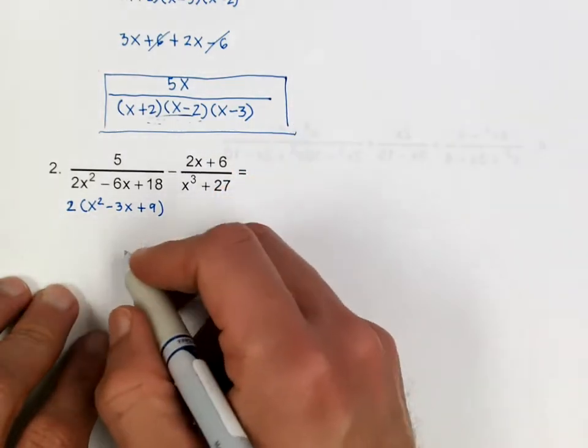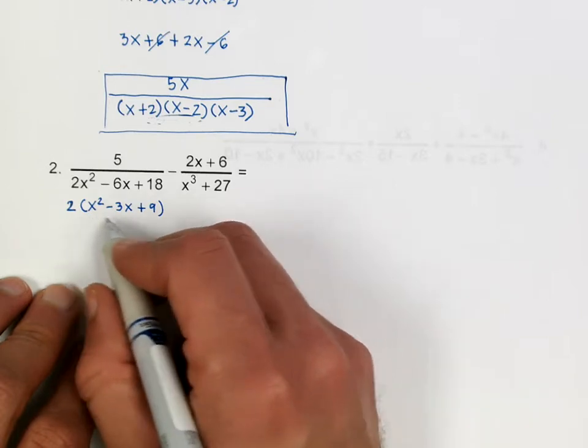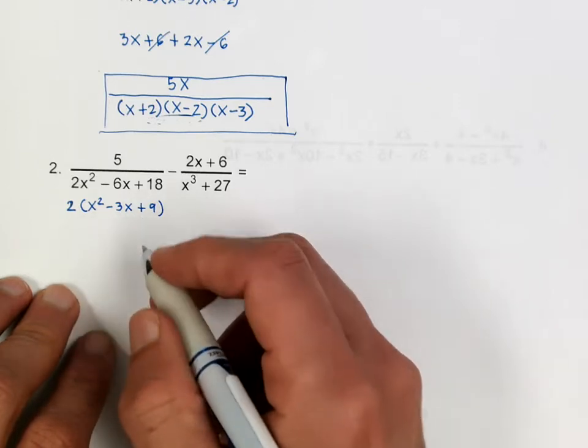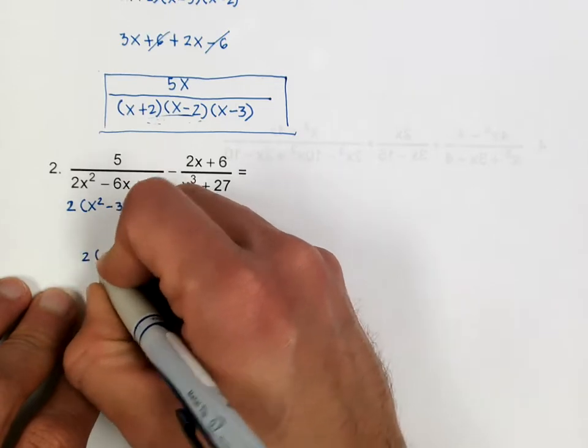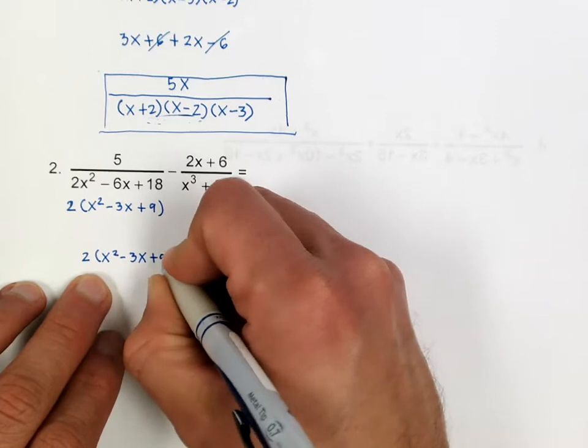And if I factor this, actually, this is unfactorable. I just noticed that. So anyways, I'm just going to write that. Factors of 9 that add up to 3? I don't have any. Alright, so this is what I got for that.